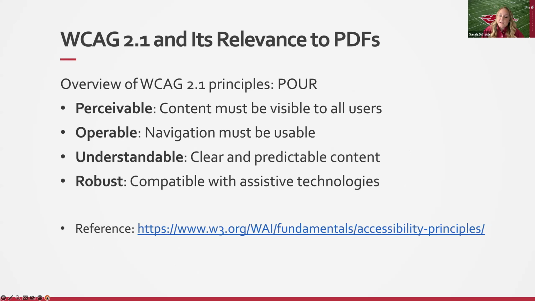So WCAG 2.1 and its relevance to PDF. The Web Content Accessibility Guidelines are broken up into four principles. The first one is perceivable, which really means the content must be visible to all users. The second principle is operable. The navigation must be usable. The third is understandable. It must be clear and predictable content. And the fourth is robust, and it must be compatible with assistive technologies.